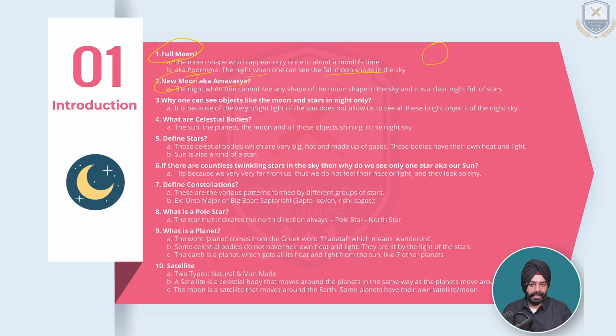New moon और अमावस्या. Okay, it is the time in the night sky, or it is the night where we cannot see any shape of the moon whatsoever. It is a full night sky full of stars. Okay, so this is what is known as new moon. इसको हम अमावस्या कहते हैं. वो रात जहाँ पे मून हमको बिल्कुल ना दिखे और सिर्फ जो लाइट है वो स्टार्स की लाइट है.